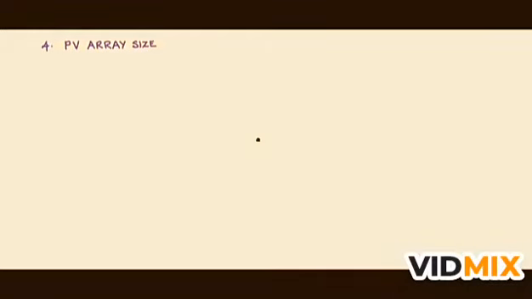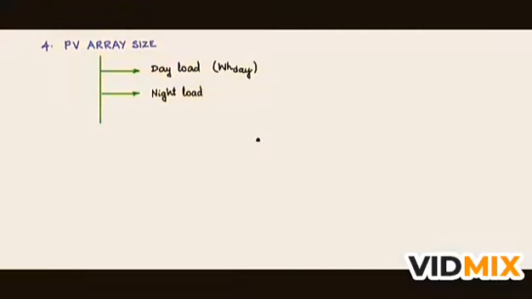Now how we go about sizing the PV array. The PV array has to deliver watt hours in the following way to the following loads. The first one is the day load, which we have called WH day. The second one is the night load. The night load is actually to be stored in the battery during the daytime.